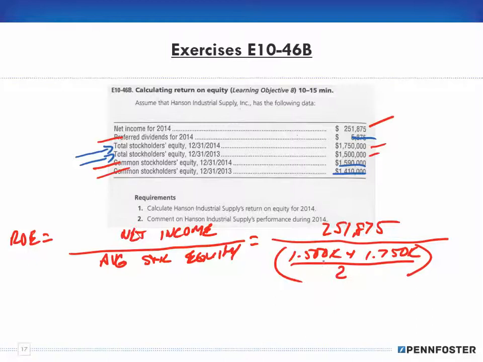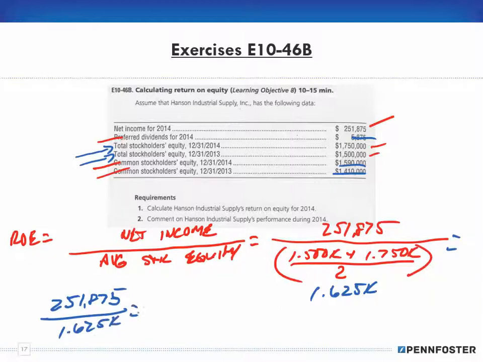Now when we do the math, in the denominator, when we add the $1,005,000 and the $1,750,000 and divide by 2, you end up with $1,625,000. So it equals 251,875 divided by 1,625,000, and that gives me 15.50% rounded. So that is my return on equity, and it's just that simple.